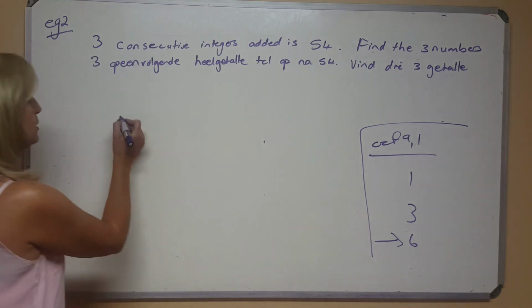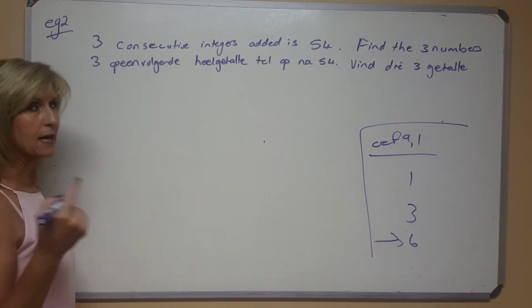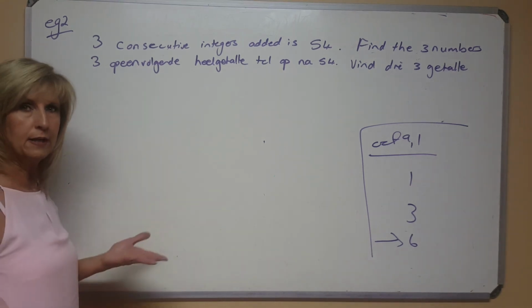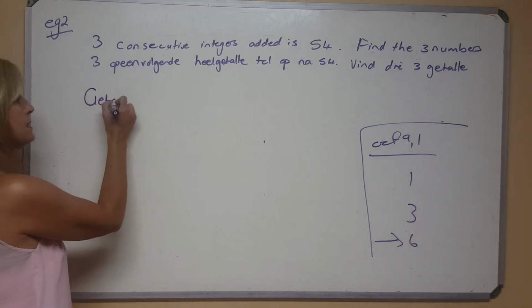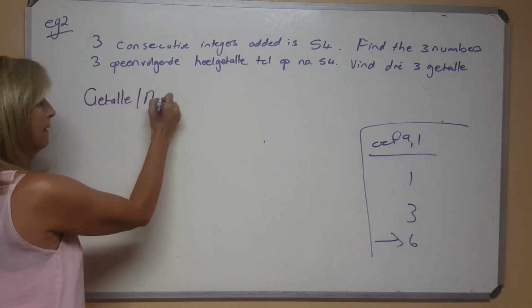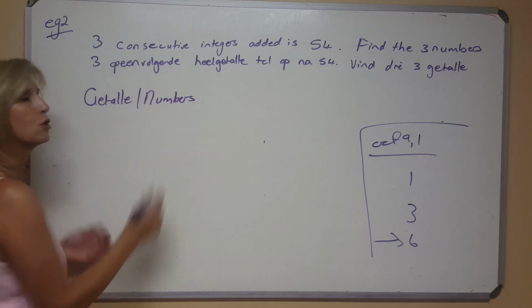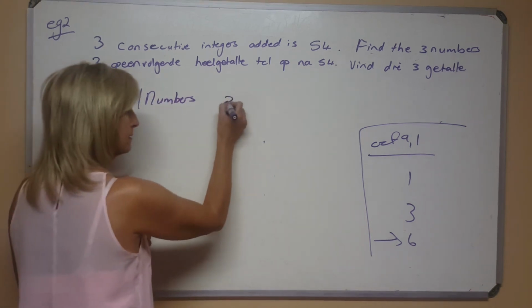So we'll call them X, Y, Z. No. Jy kan dit nie X, Y en Z noem nie, want hoe wil jy dit nou gaan vereenvoudig? Jy gaan sê die getalle, the numbers are. Let's start with our favorite, X.